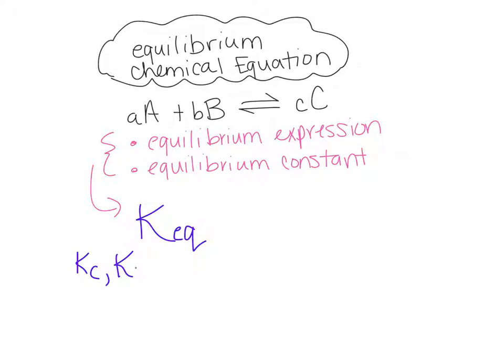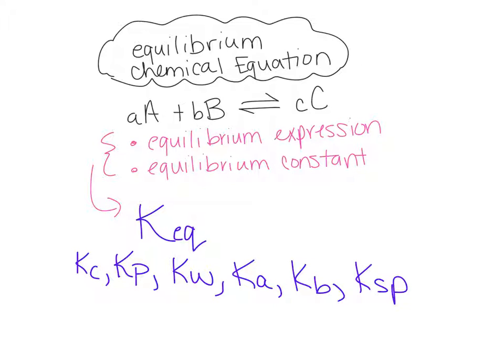So you would have KP if you were talking about pressures. You would have KW if you're referring to the ionization of water. Ka if you're dealing with acids. Kb dealing with bases. Ksp. Is there 7 there total? I believe I got all of them. So there's all these different Ks.